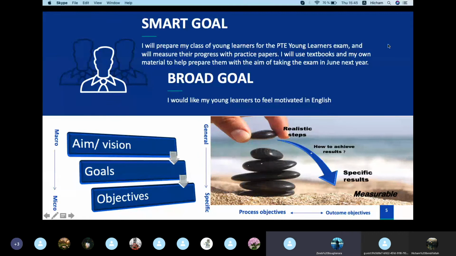Okay, we have a goal presented on the slide. It is considered as a broad goal. I would like my young learners to feel motivated in English. What do you think of this goal? What is missing to make it smarter? What do you think? Or do you think that it is good the way it is? In other words, do you think that it is a broad statement?